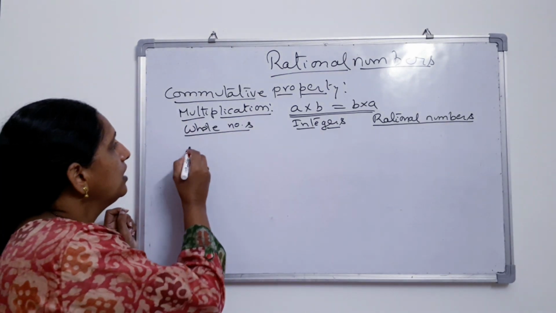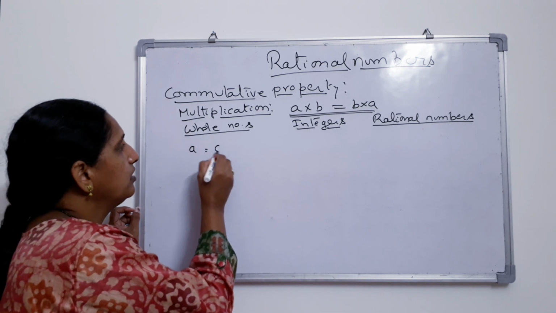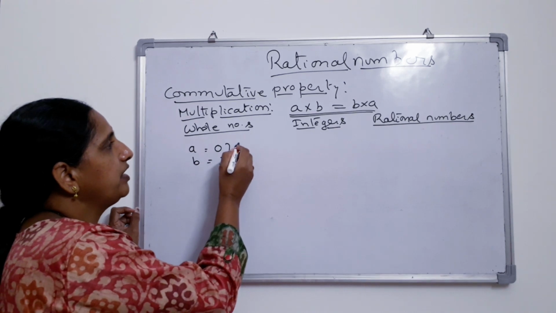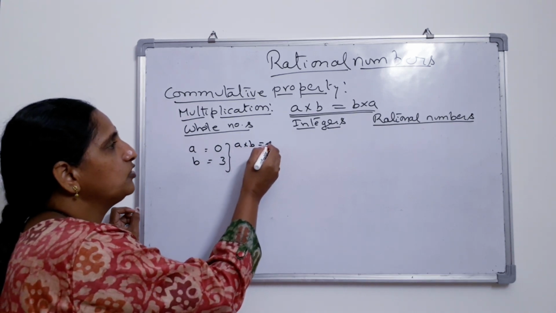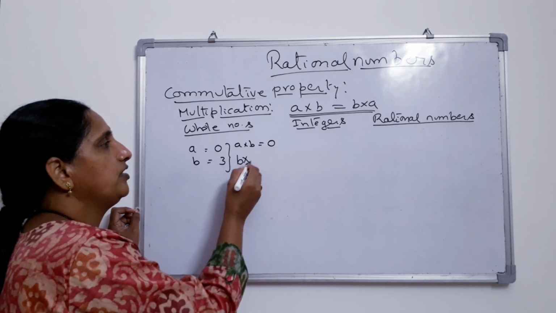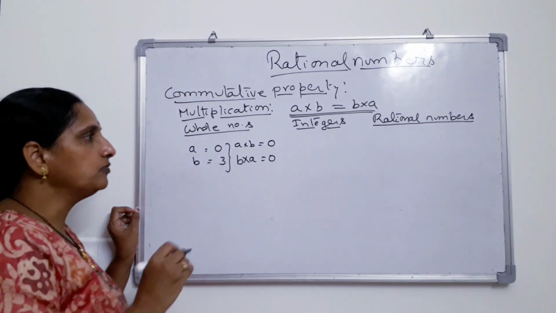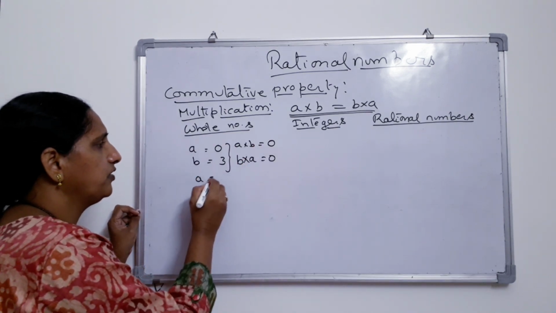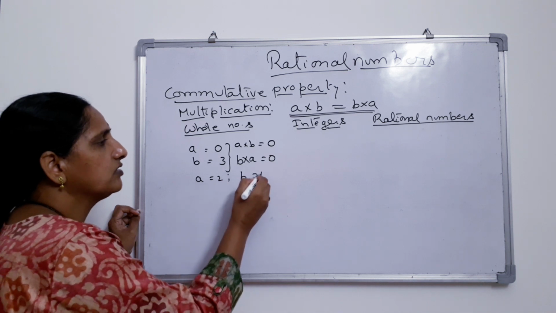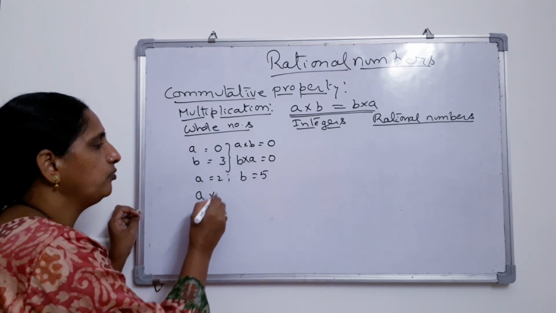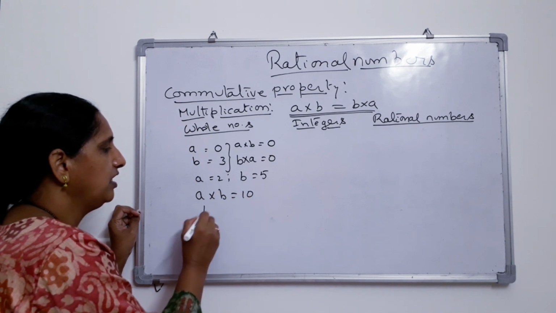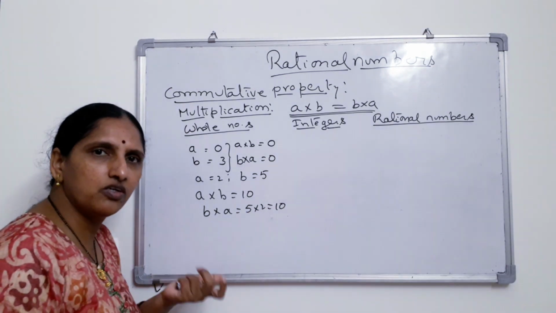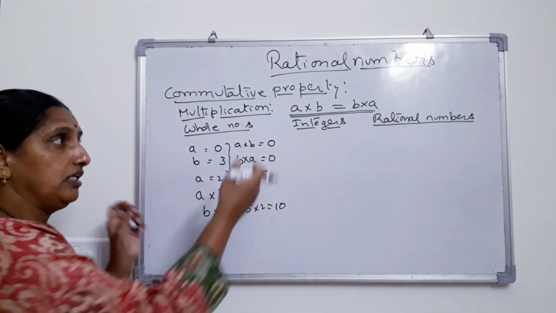So let me take a is equal to the whole number 0, b is equal to something like 3. Now a into b is equal to 0 into 3, which is 0. b into a is also equal to 0 into 3, which is 0. So in either case you are getting the same value. Suppose I take a is equal to 2 and b is equal to 5. a into b is equal to 2 into 5, which is 10, and b into a is equal to 5 into 2, which is also equal to 10. This you have learnt in your lower classes only. Therefore, I am going to the next one.